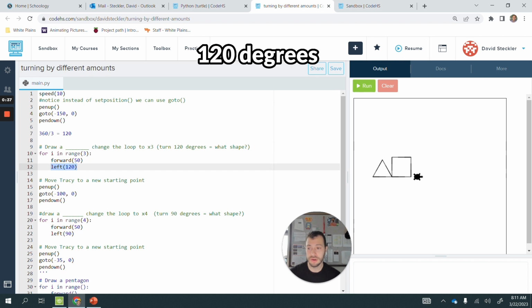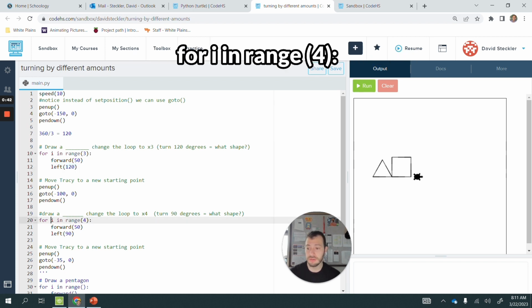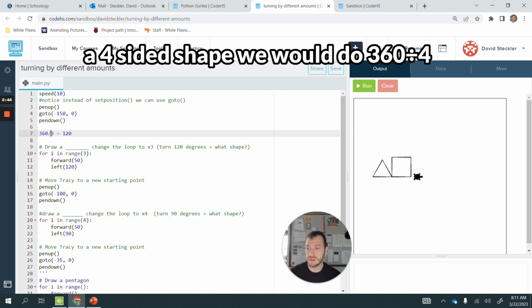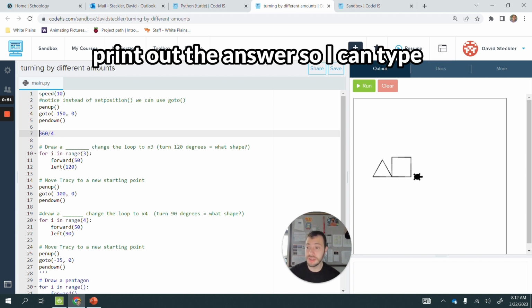Now to make a square over here, we drew this square for i in range 4. A 4-sided shape, we would do 360 divided by 4, which if you didn't want to do the math on that, you could just have Tracy print out the answer.